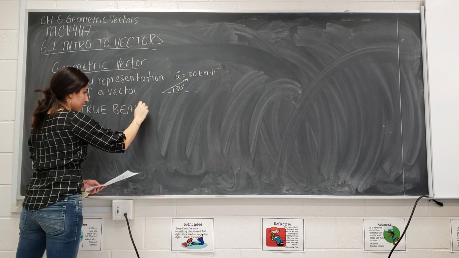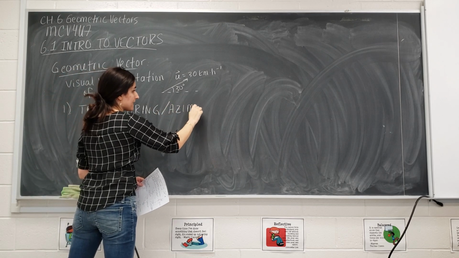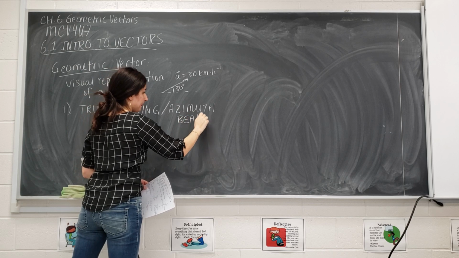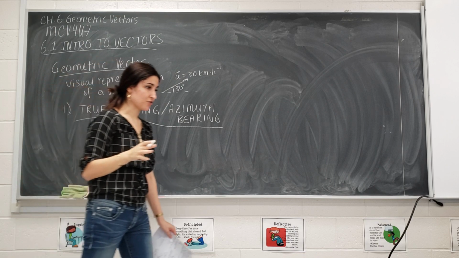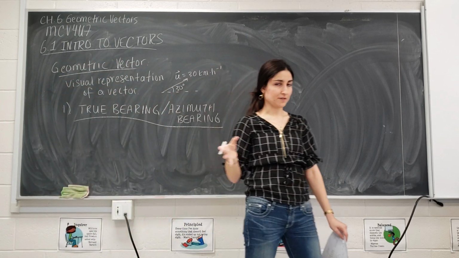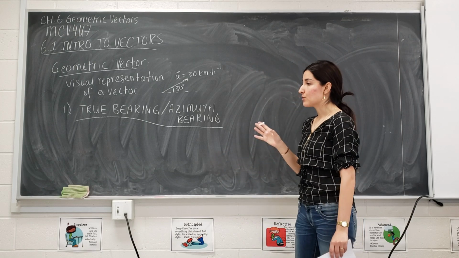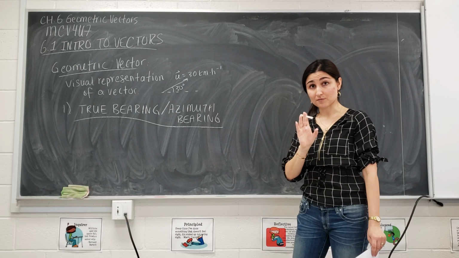Now, true bearing can also go by another name, and it's called azimuth bearing. Now, all this means is if I have to give the direction to a certain vector, so I would be able to communicate to you which way it's facing, I would state that it is a certain number of degrees clockwise measured from north.